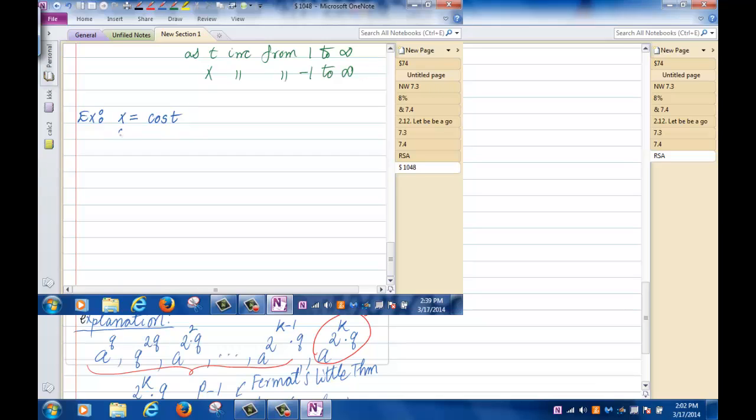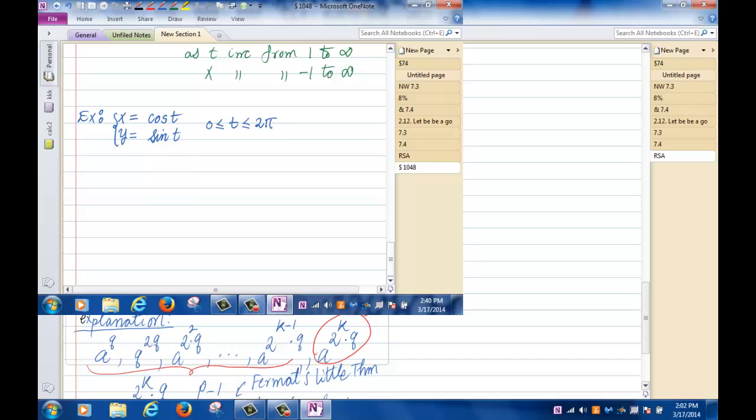And then y is given by sine t. Y is given by sine t. And let's say t is between 0 and 2 pi. Okay? Again, the question is sketch the curve. Sketch the curve. How do I do this?